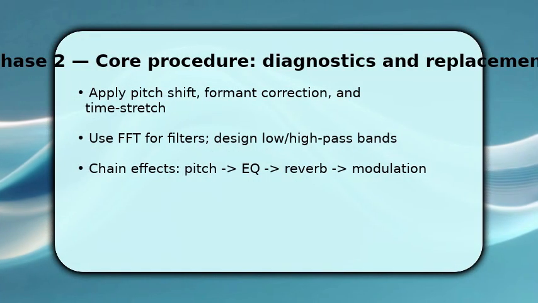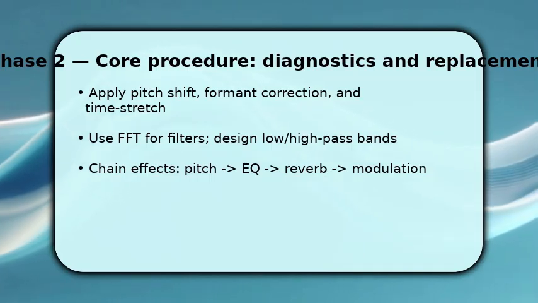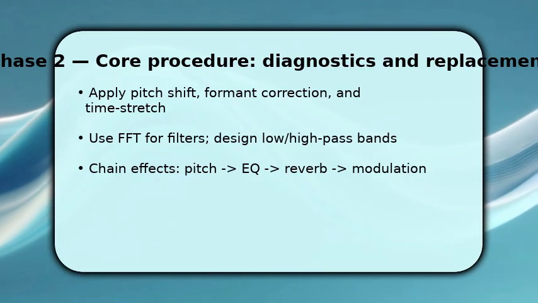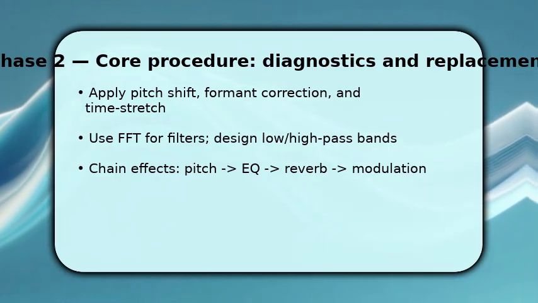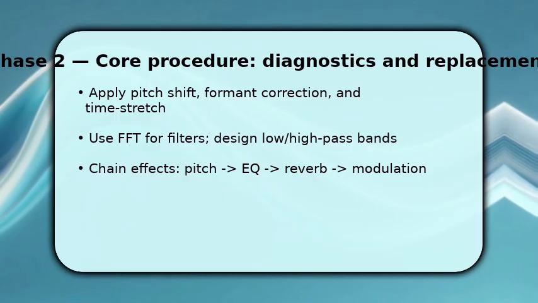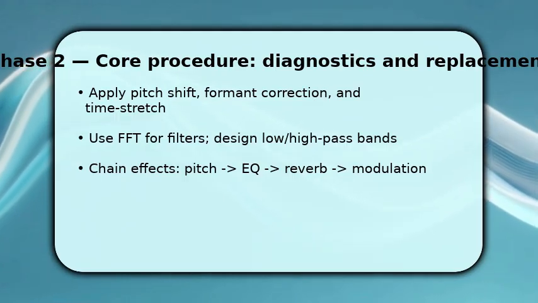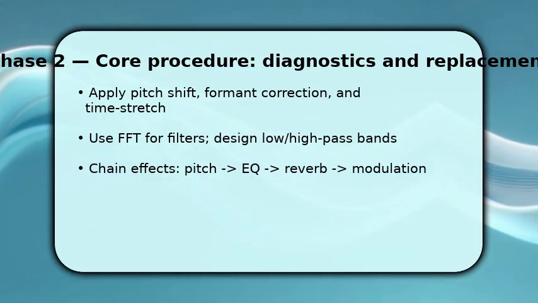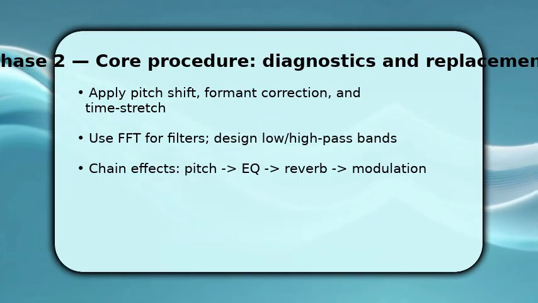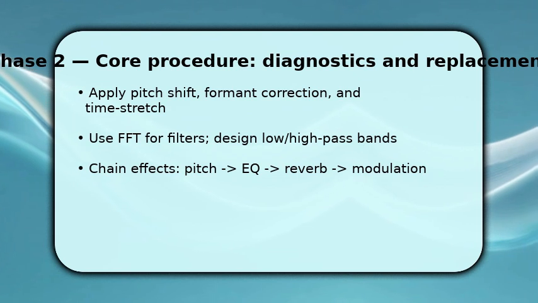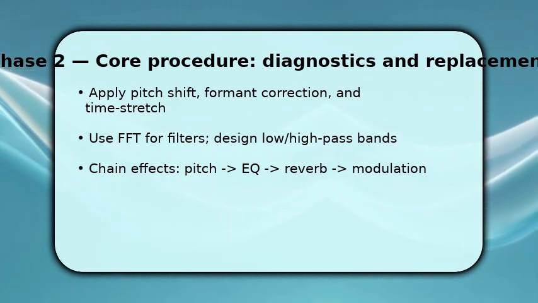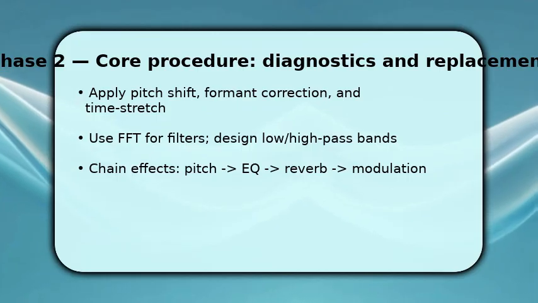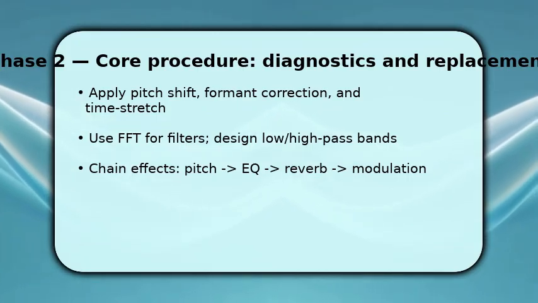You now design and implement the core effects. Start with pitch shifting. Use phase vocoder or resampling with formant correction so timbre remains natural. Once pitch is stable, run FFT-based EQ to carve out unwanted frequencies and add a low pass near 10 kHz if harshness appears. Next, apply modulation, chorus or flanger for character, then time stretch algorithms if you need timing changes. Make sure to process in blocks with overlap add to avoid clicks, and test each module independently for predictable results.